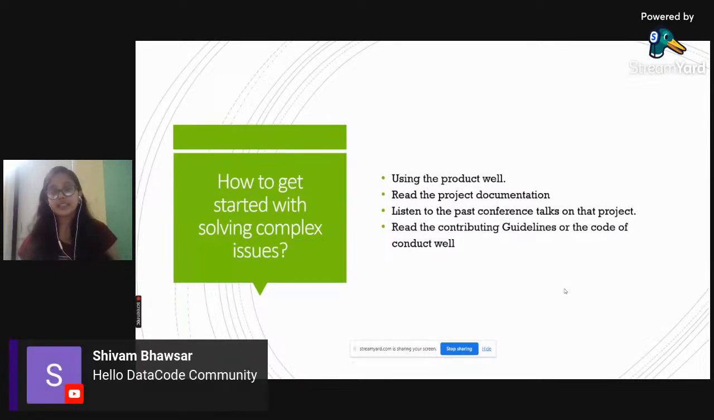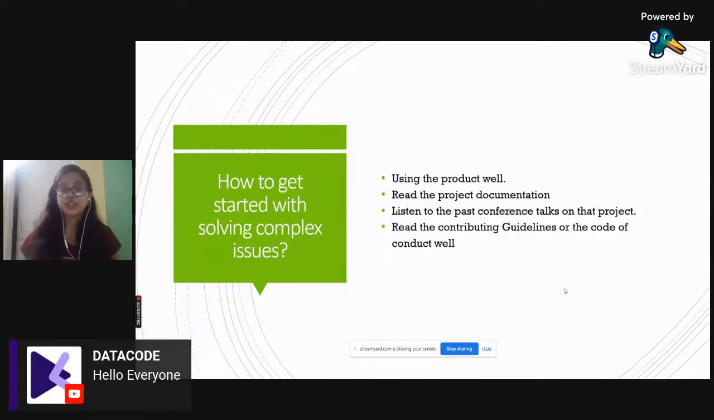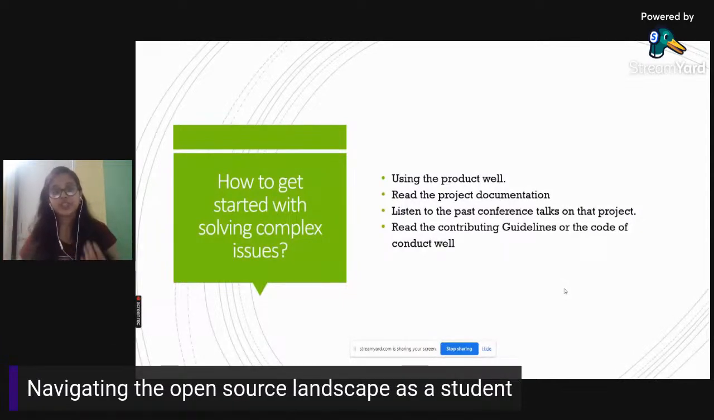And the next thing is that for every project they will have a file called contributing.md, and it will have the contributing guidelines and the code of conduct, so make sure you read that well. So these are some of the initial tasks that we all should do before starting to contribute there, and it will help us in making some good contributions and not create a mess, right?